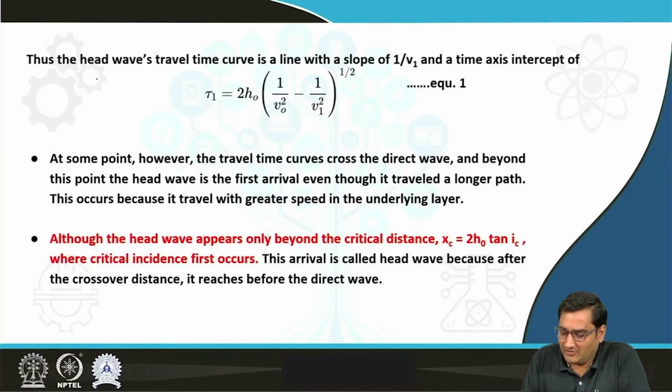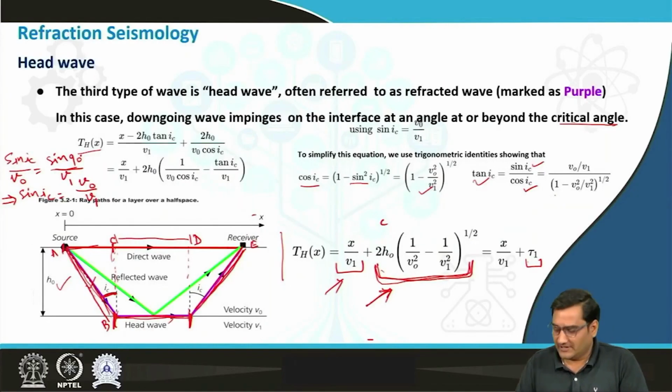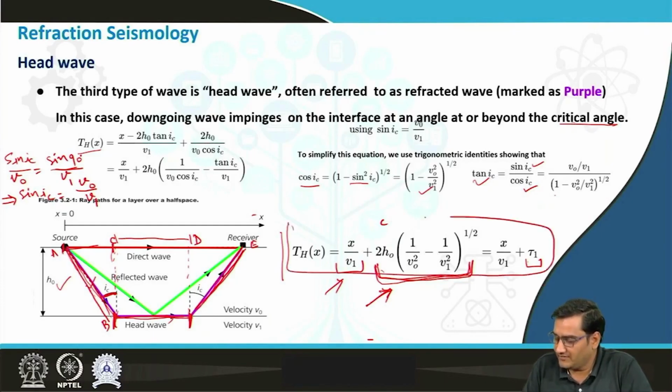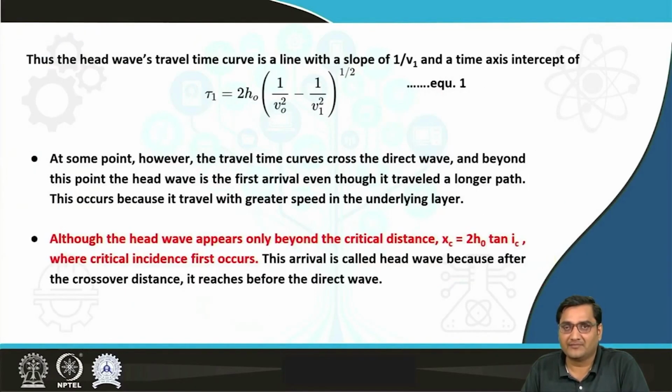Now, what you can observe from the previous slide is that the velocity of the second layer can be found out by the slope of the travel time curve of the head wave. This particular equation is the equation of a straight line, and when you take the slope of it, it will give you the velocity of the second layer where the refraction is happening. So the head wave's travel time curve is a line with a slope of 1 by V1 and a time axis intercept of this much.